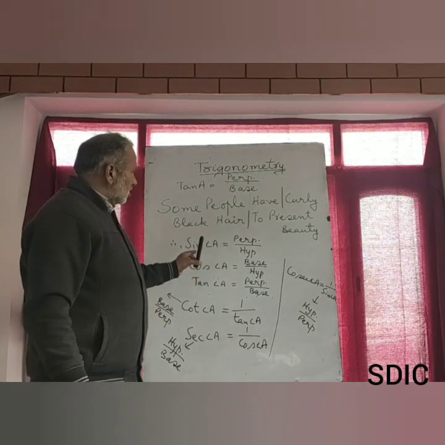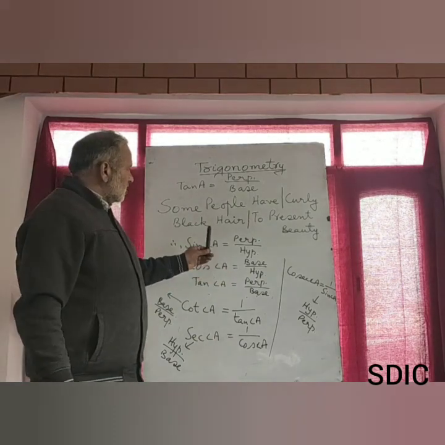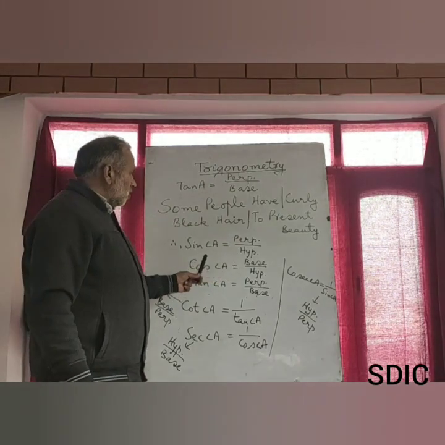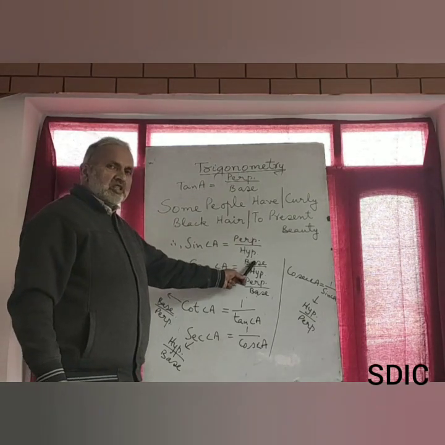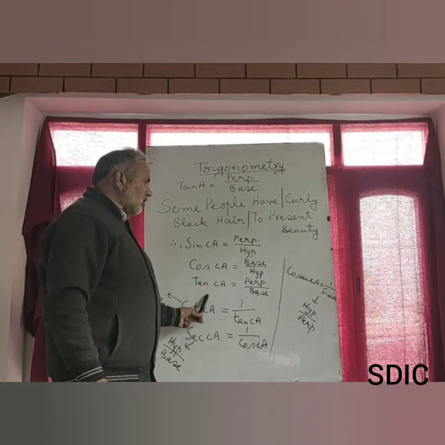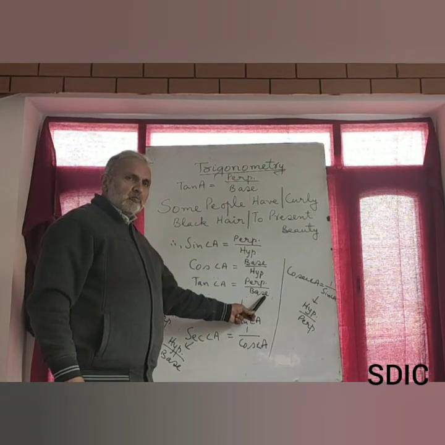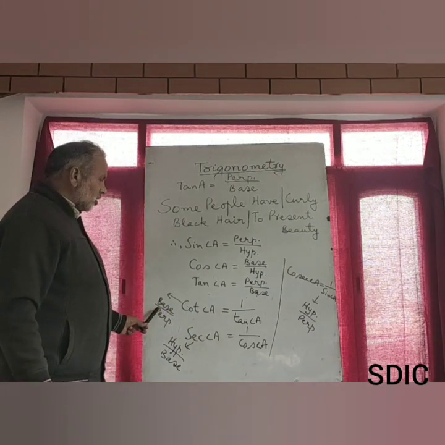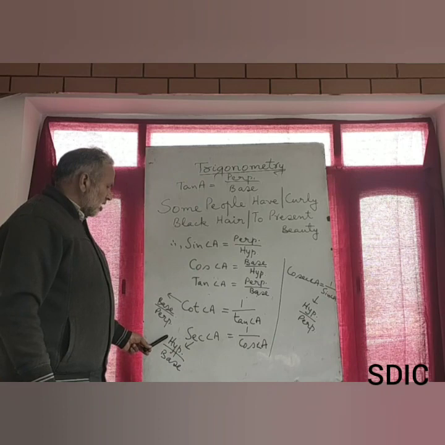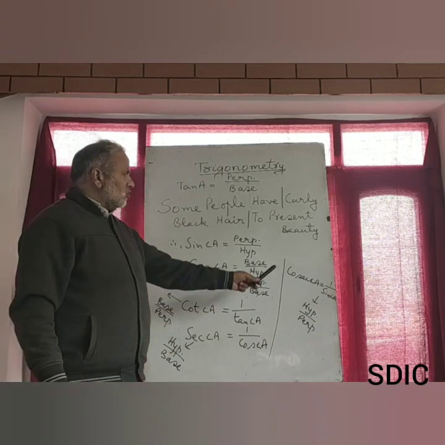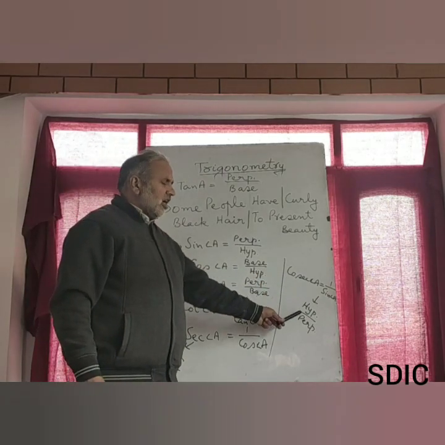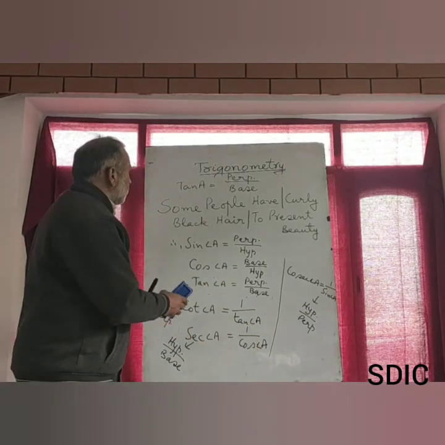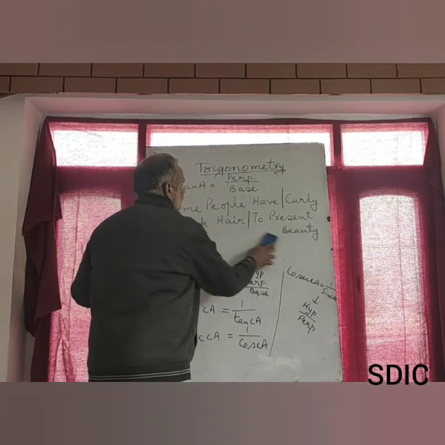Going through these definitions again, sine we define as perpendicular by hypotenuse, cos we define as base by hypotenuse, tan we define as perpendicular by base, cot we define as base by perpendicular, sec we define as hypotenuse by base, whereas cosec we define as hypotenuse by perpendicular. Now let us apply these definitions in case of a right triangle.